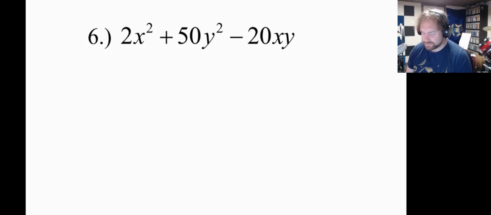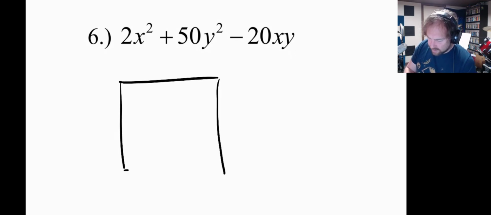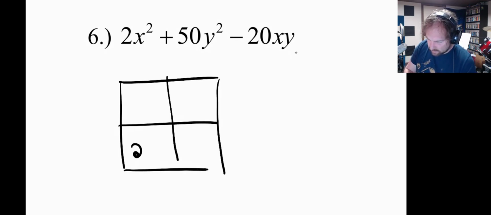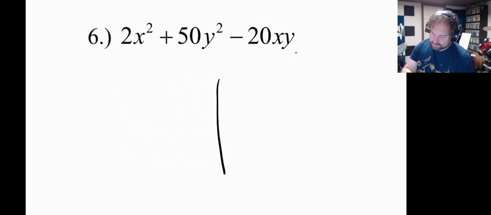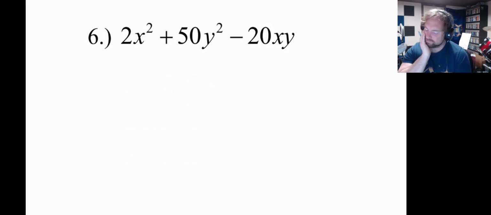Well, you know, I've got CPM on the brain. I'm doing Algebra 1 a lot lately. I want to try something here. I want to try a 2x squared up here and a 50y squared down there. And I think what we need is 2 numbers that, oh, maybe not. Maybe not. Scrap that idea.